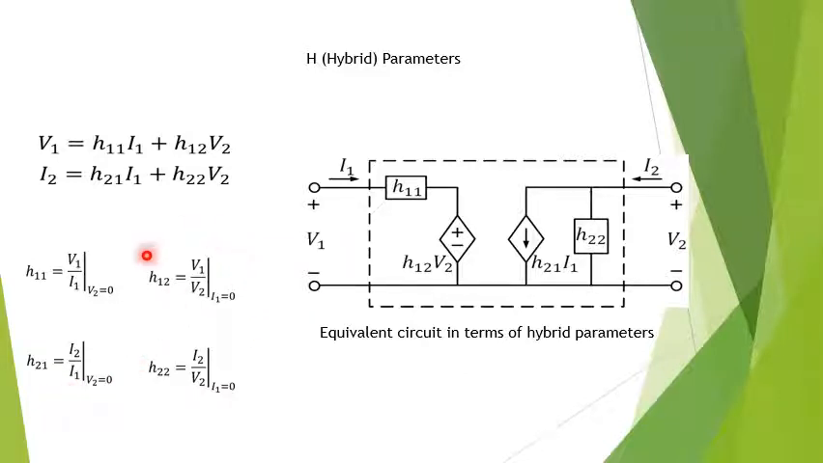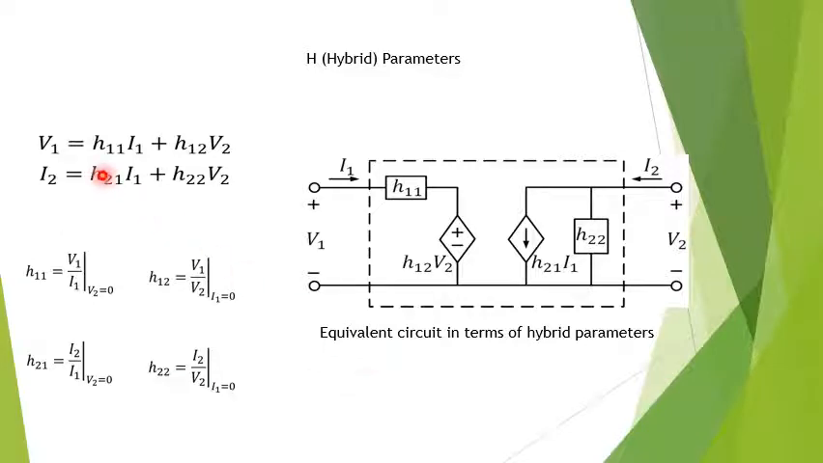The other two hybrid parameters I get by open circuiting the input port, or by putting I1 equal to 0. The third parameter that I get is H12, which is equal to V1 upon V2. It's a voltage ratio, so there is no unit. And the last H parameter I get is H22, which is equal to I2 upon V2, which is current divided by voltage. So the unit for H22 will be mho.